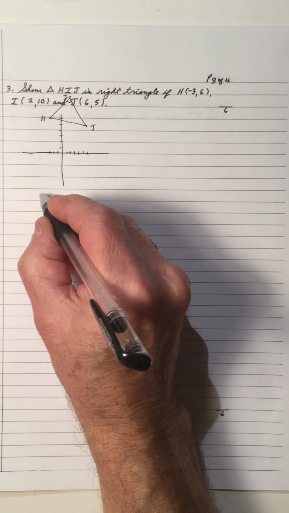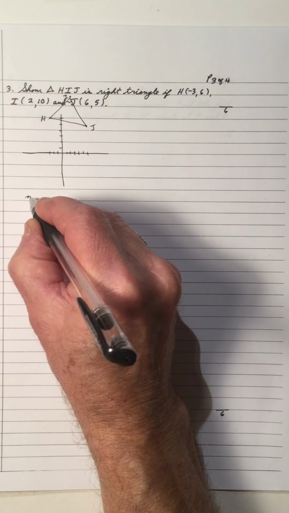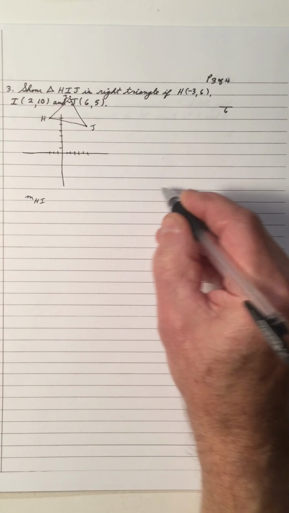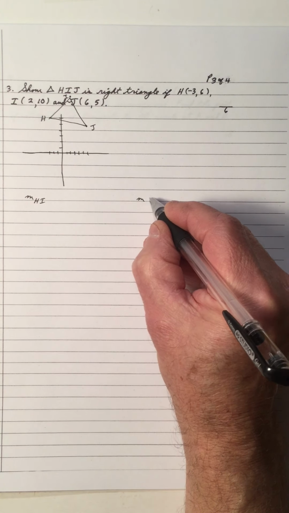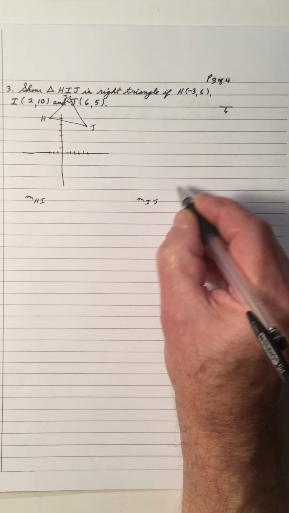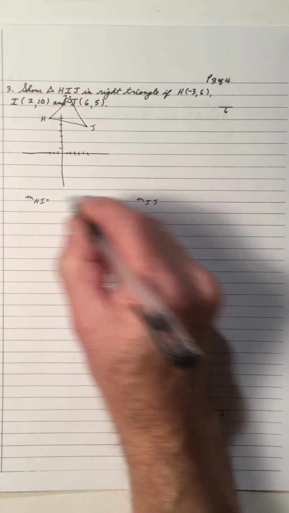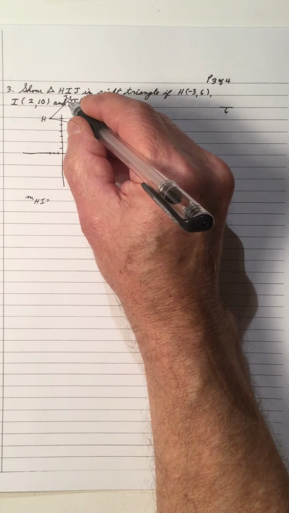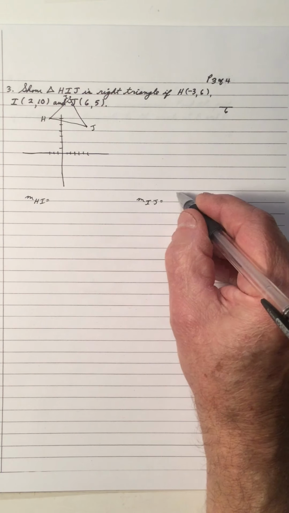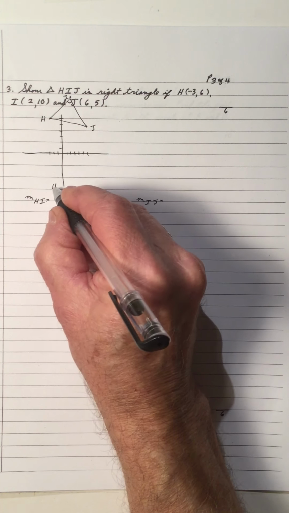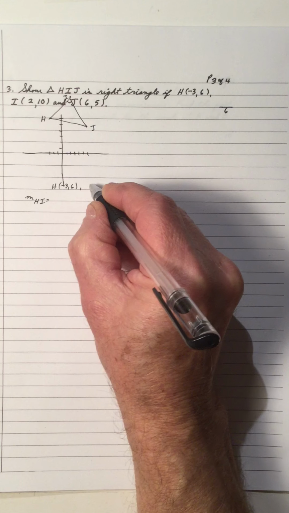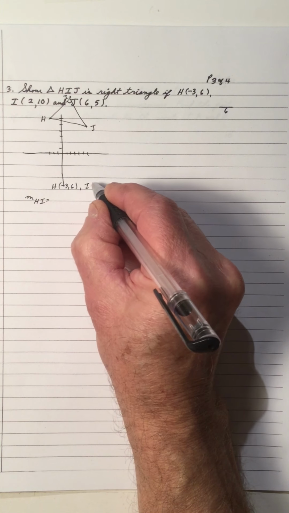So that means that I will do the slope of HI, and then I'll do the slope of IJ, and as a result, if that's the right angle, I should have perpendicular lines here, yes, and that means I should have these negative reciprocal to each other. So H is (-3, 6), and I is (2, 10).